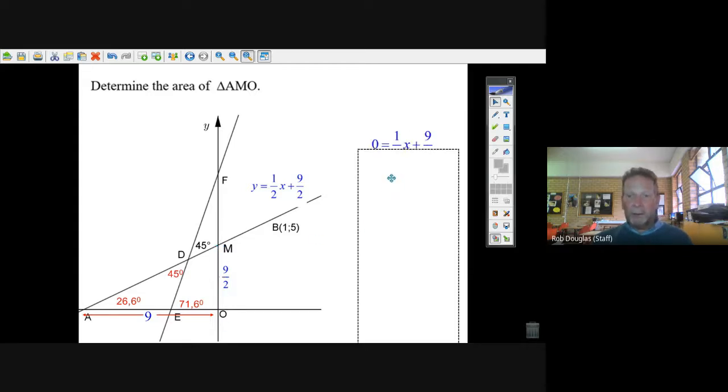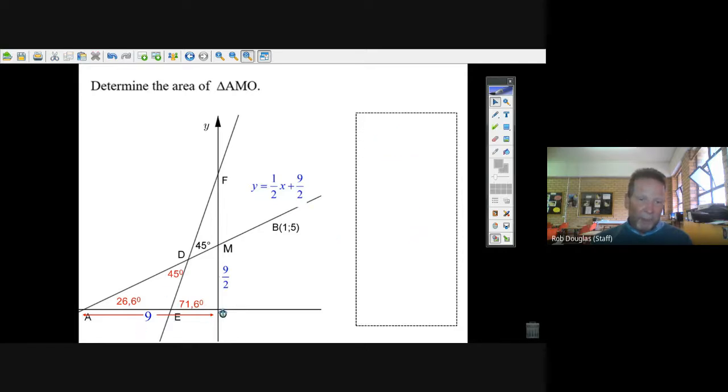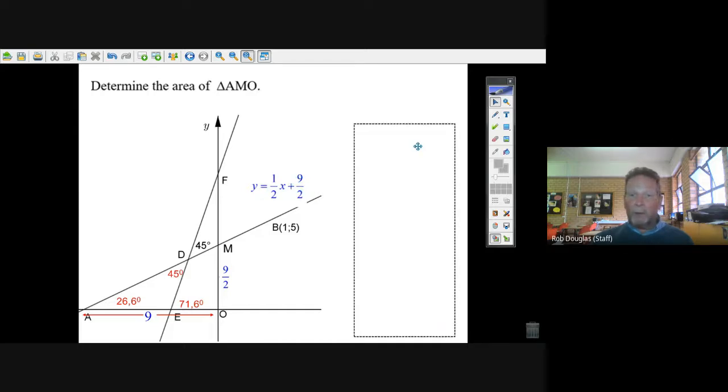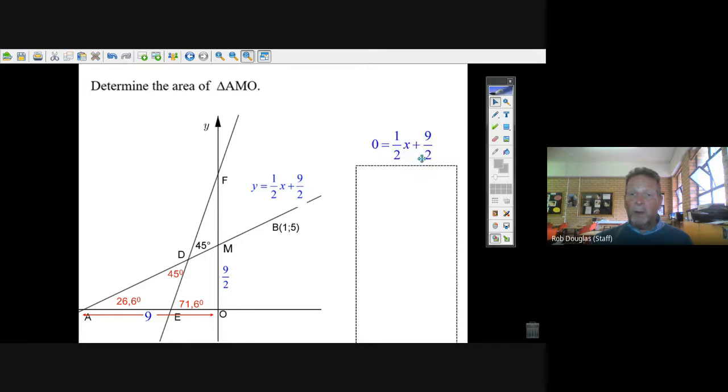Now let's take a look at the base. We need to find out how far it is from 0 all the way to A. We need to find the x-intercept of this line, y equals 1/2 x plus 9/2. If you want to find an x-intercept, let y equal 0.